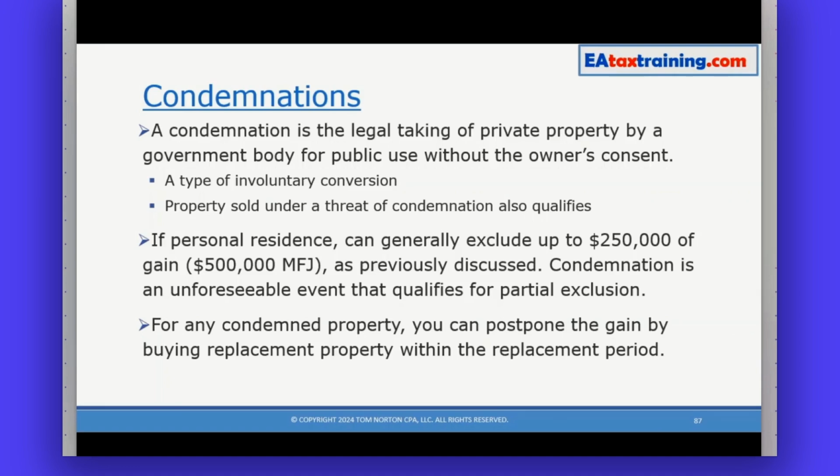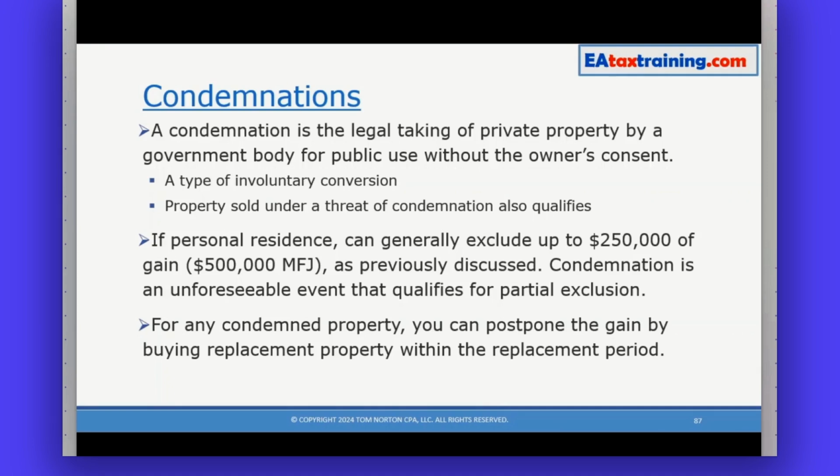If this is your personal residence, then you can exclude, just like any other sale of your personal residence, up to $250,000 of that, or $500,000 if you're married filing jointly. Condemnation is an unforeseeable event. So remember when we talked about partial exclusions, one of the criteria was if you had an unforeseeable event, that this qualifies for that, which means you could potentially, even if you don't meet the full requirements to exclude the gain, you can get a partial exclusion, as discussed.